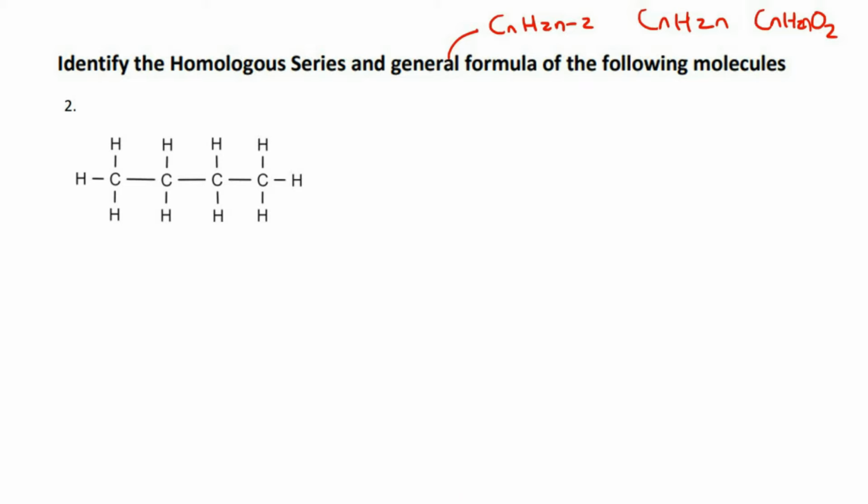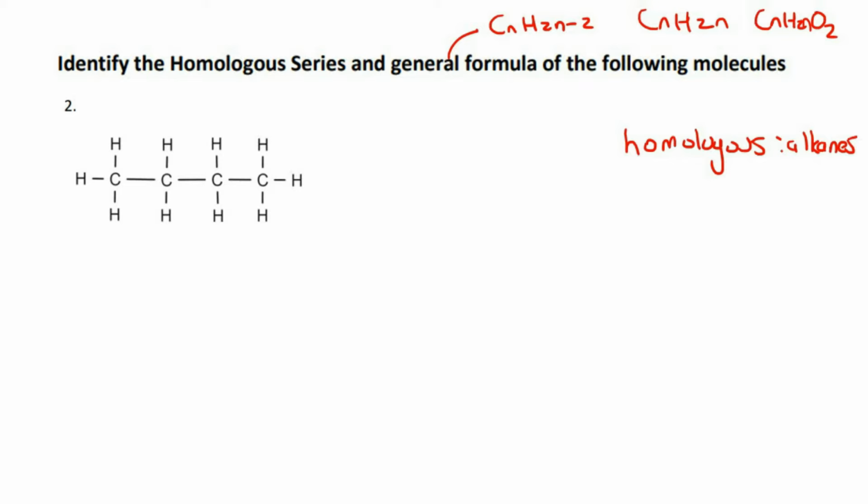Okay, so if we look at this molecule, we can see that this is a very basic molecule. There are no oxygens, there are no double bonds, there are no triple bonds. So this is the most basic molecule of all. This is the alkanes. So under the homologous series, the answer for that one would be alkanes.